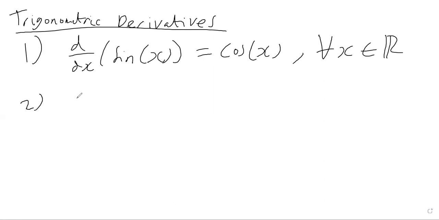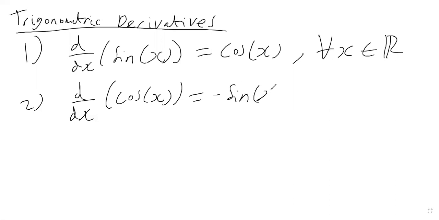The second derivative we had was the derivative of cos of x. And we found out that that derivative was negative sine of x. And again, the domain of the cos function is every real number. So x is in the real numbers.